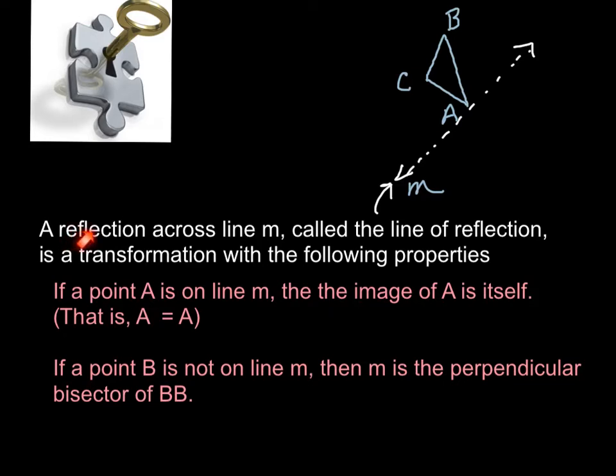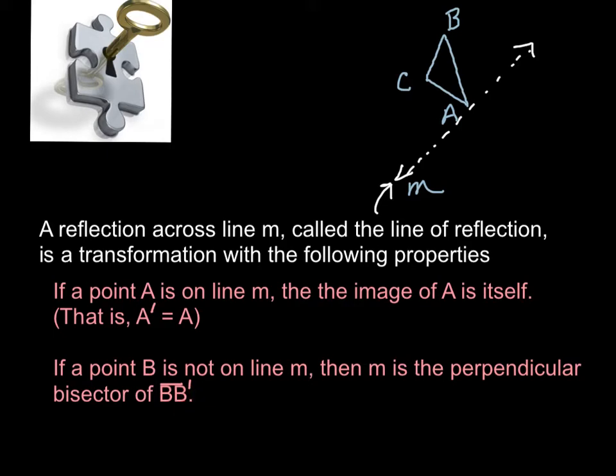So let's read this. A reflection across line M, called the line of reflection, is a transformation with the following properties. So here are our properties. If A is on line M, which, if we look, A is right here on the line, then the image of A is itself. That means A and A prime are going to be the same point. If a point B is not on line M, then M is the perpendicular bisector of segment BB prime.